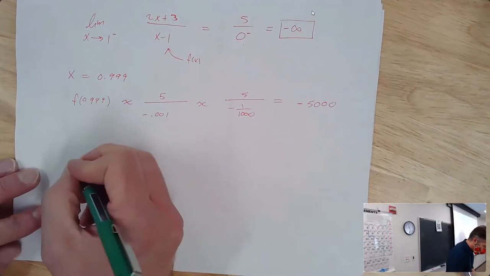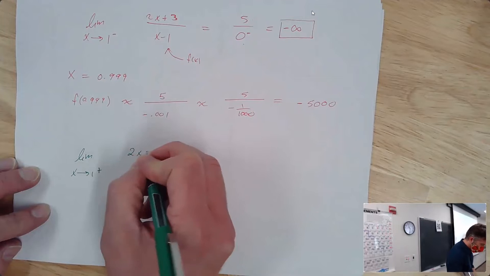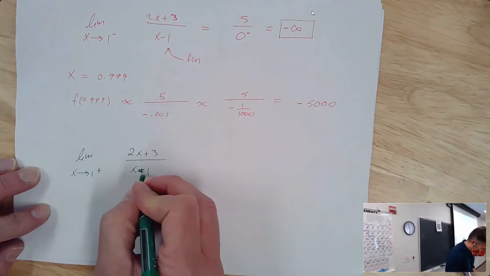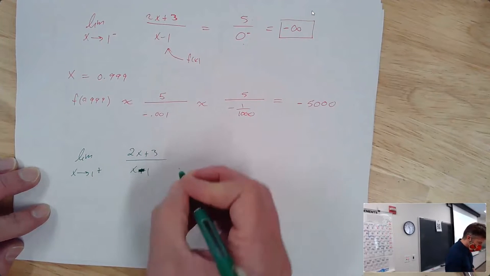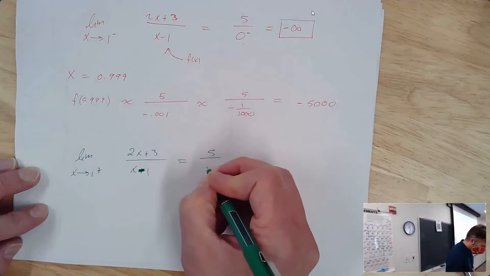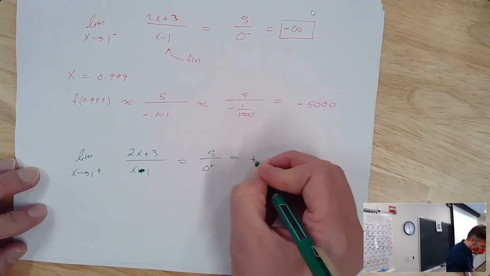So on the other side, if we were doing the limit as x approaches 1 from the right of 2x plus 3 over x minus 1, I would say, well, that's essentially 5 over a positive small number. And then that's going to be positive.